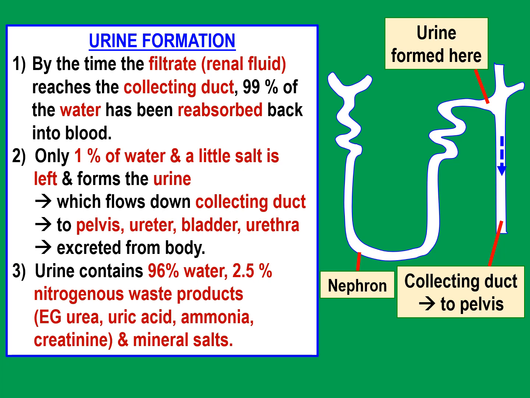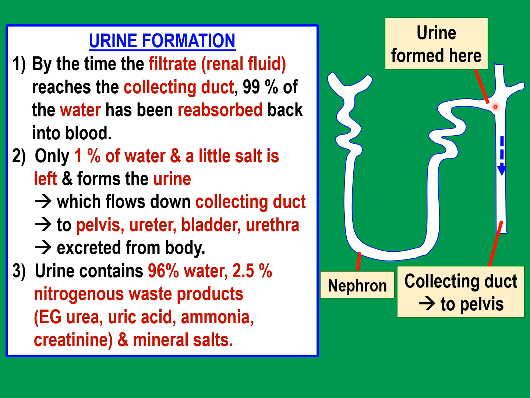Finally, after the 3 processes have occurred, that is ultrafiltration at the glomerulus, reabsorption all along the renal tubule, and also secretion mainly at the distal convoluted tubule. So after these 3 processes have more or less finished at the nephron, the urine will be formed here.